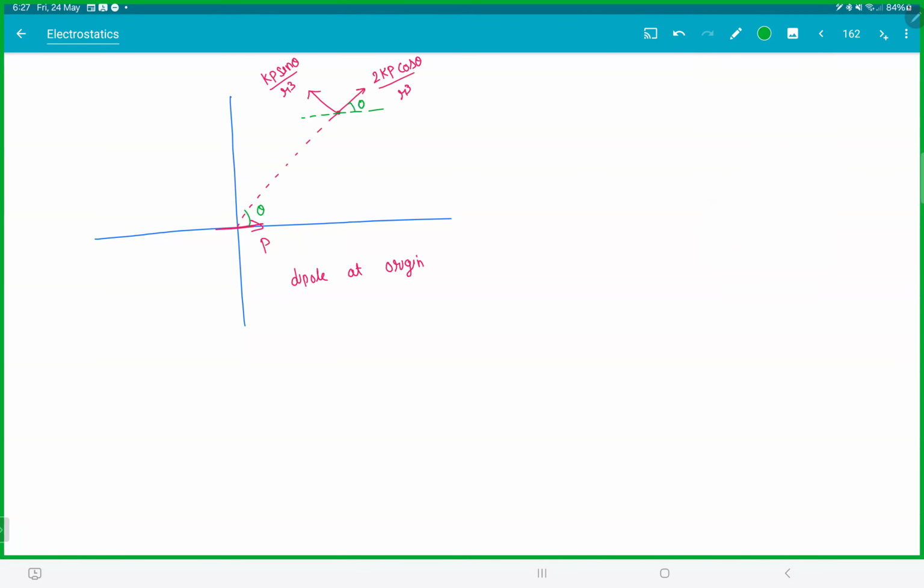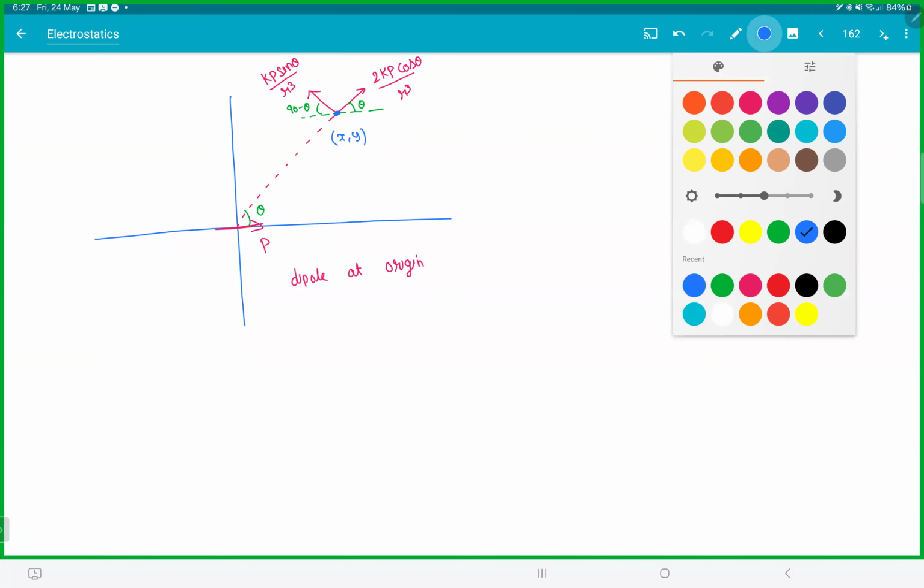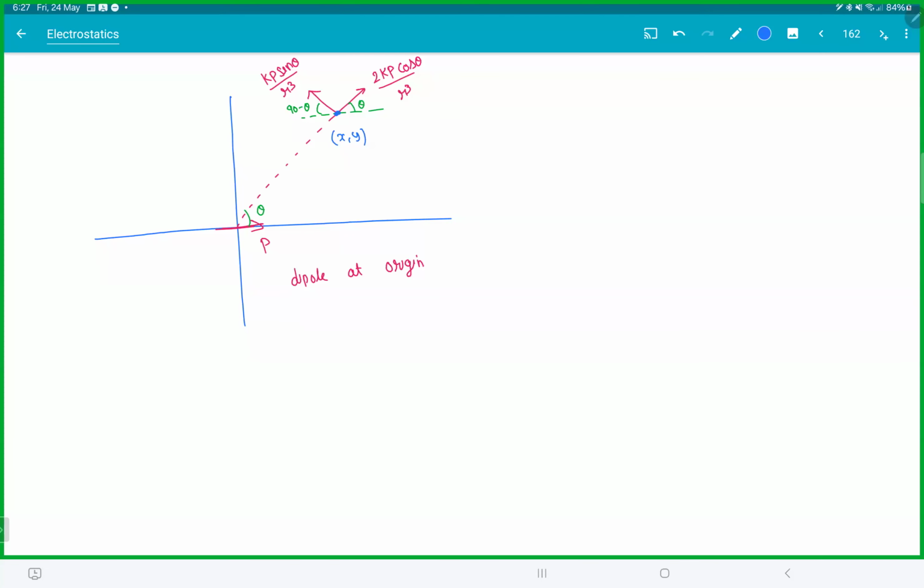If this is theta, this is theta, this is 90 minus theta. And let the coordinates be x comma y. So 2 kp cos theta by r cube times cos theta should equal kp sin theta by r cube times sin theta. We get tan square theta is equal to 2. Tan theta is plus or minus root 2. This is nothing but y by x.